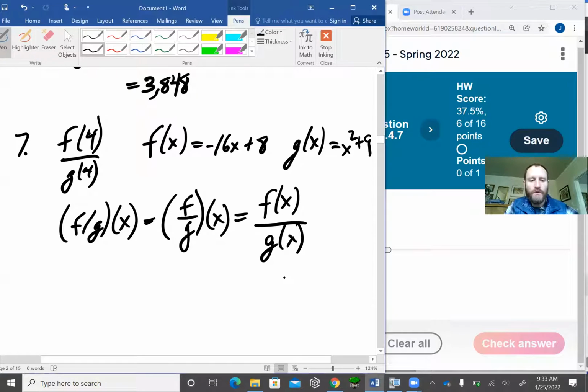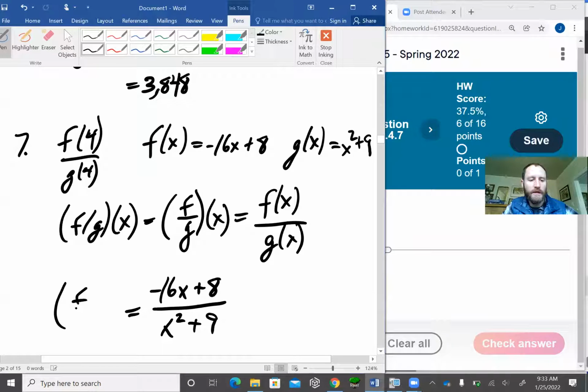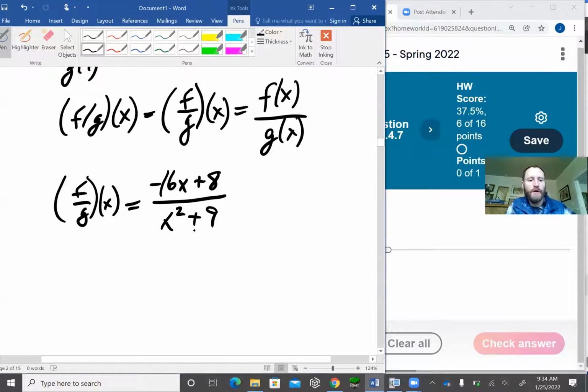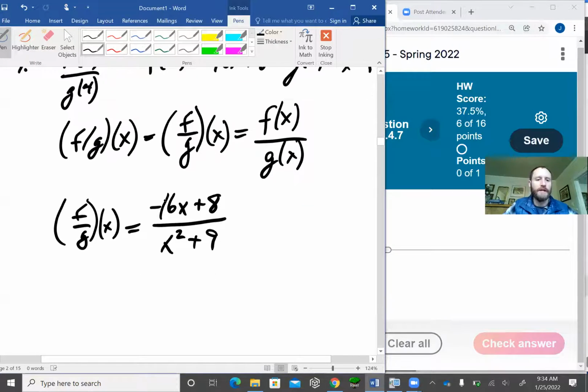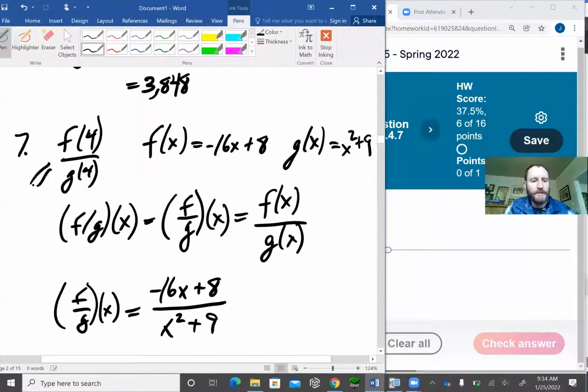So it's real easy to find, right? Because there's really nothing to do. You just write it like this, the formula for f over the formula for g. And that's it. That would be f over g of x. And so now if I want f of 4 over g of 4, it's the same thing. This is equal to f over g of 4.